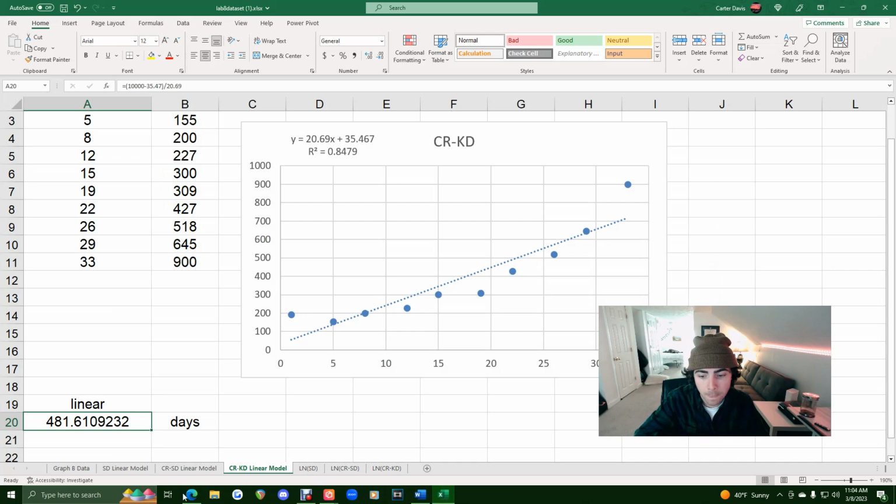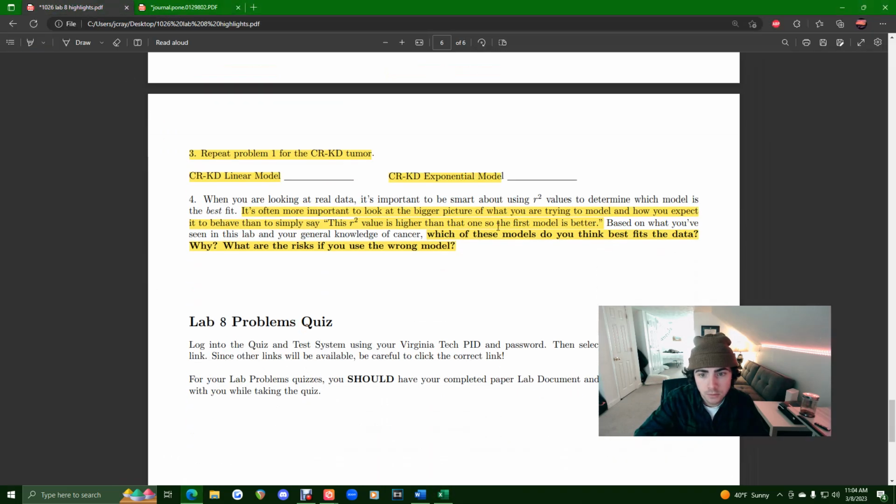What else did they ask? How you expect it to behave? Which of these models do you think best fits the data? But they're just asking which one best fits the data. Hold up, am I answering the wrong question? No, it's definitely exponential. I think they're just asking linear versus exponential. They're not even asking which treatment. Oh, okay. Well, in that case, I would just say exponential best fits the data.